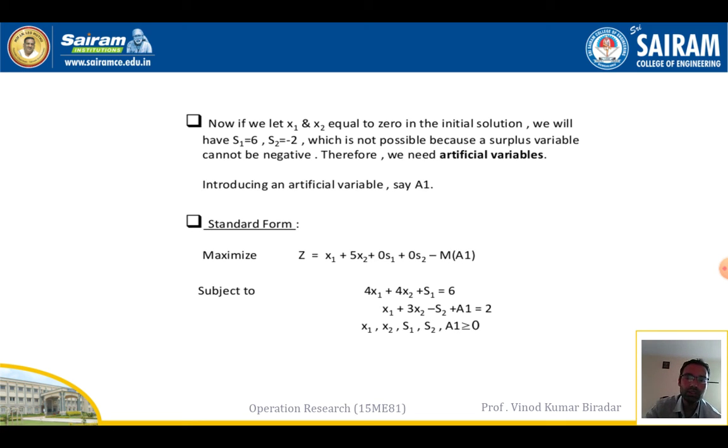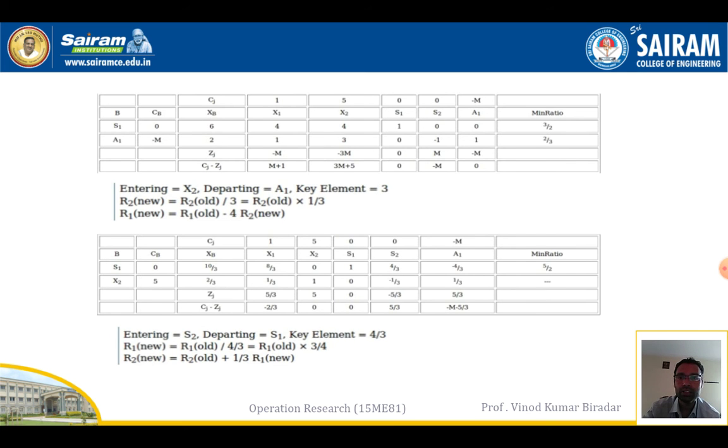To solve this we construct the simplex method table. The first column is the basic variable, the second column is the basic variable coefficient, and then the columns for x1, x2, s1, s2, a1. At the top you write their coefficients: x1 coefficient is 1, x2 coefficient is 5, s1 and s2 coefficients are 0 and 0, a1 coefficient is minus M.